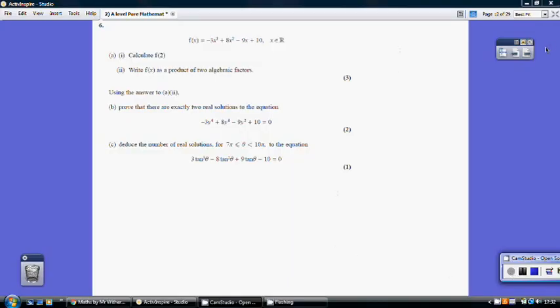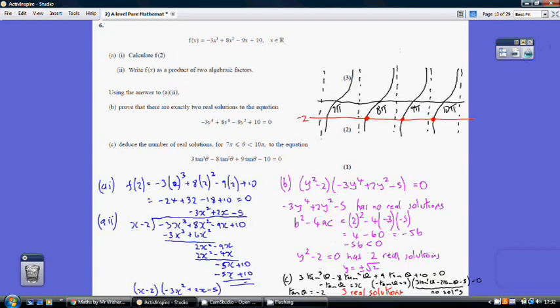So question 5a part 1, calculate f of 2. Well, that's simple enough. We just substitute 2 into the function, giving us 0. So what does that tell us? That tells us that x minus 2 must be a factor. So if we take the function and divide it by the factor, we can then work out the quadratic factor.